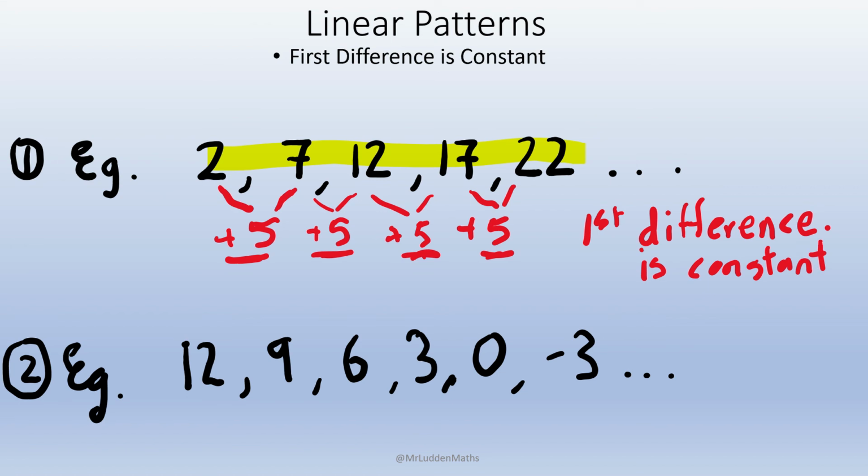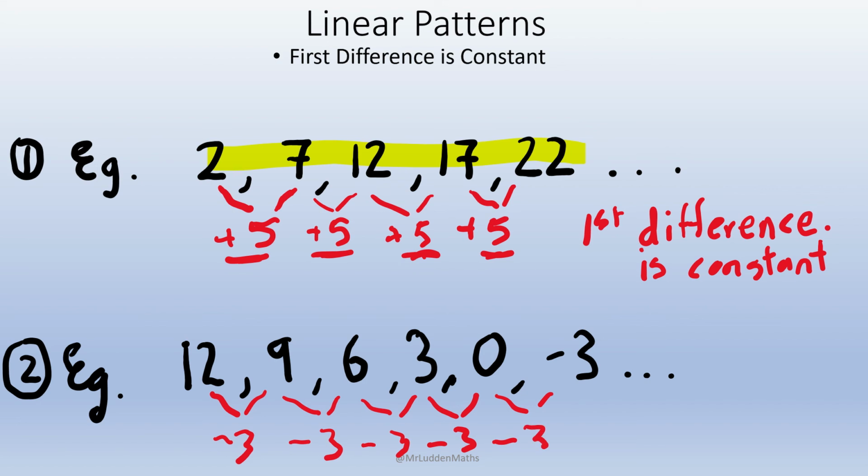Let's try the second one here. For the second one, to get from 12 to 9, I take away 3. To get from 9 to 6, I take away 3. From 6 to 3, take away 3. From 3 to 0, take away 3. From 0 to minus 3, take away 3. Again, the exact same thing. I know it's a minus number, but your linear patterns can go up or they can go down. Same thing as our first example.